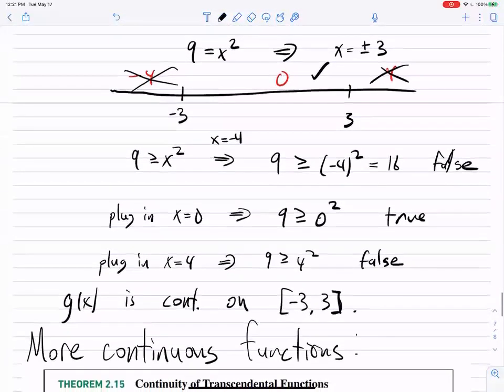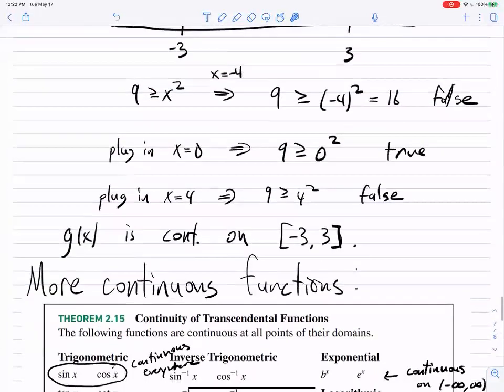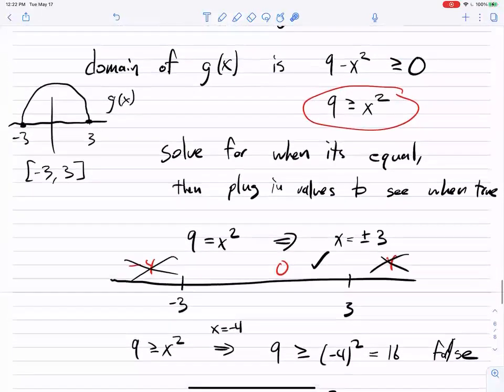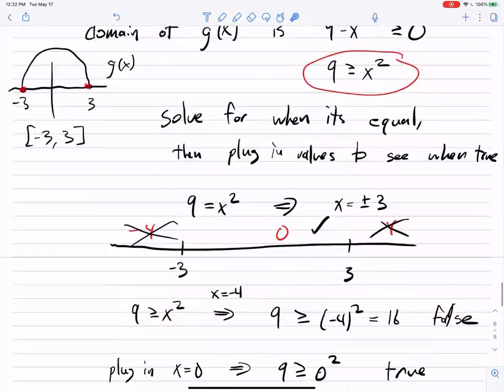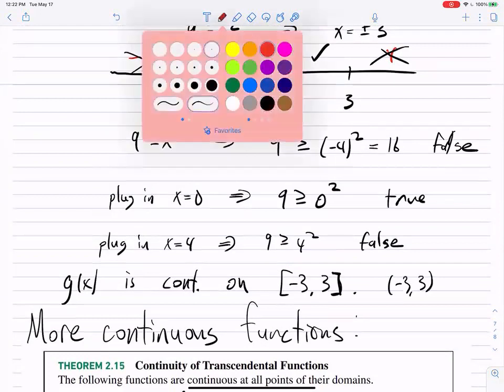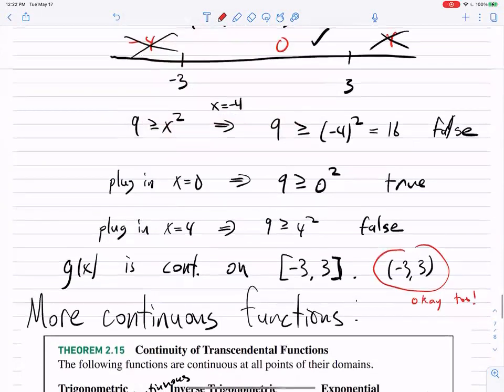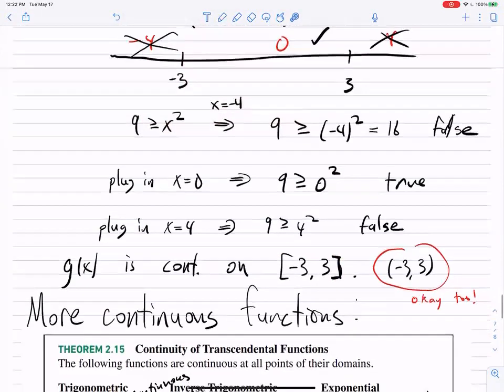And so g of x is continuous as long as the inside function is positive, and the inside function is positive between -3 and 3. And so you can include the endpoints or we cannot. The reason why we can include the endpoints is because at -3 and 3, the function is defined as 0, and so that's fine. But if you were to leave out the endpoints, that's okay too. Whether or not we include the endpoints is fine for this particular one.